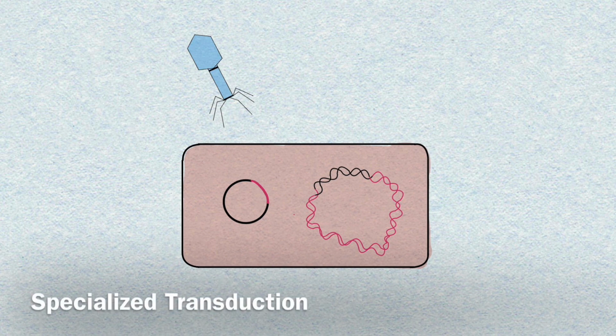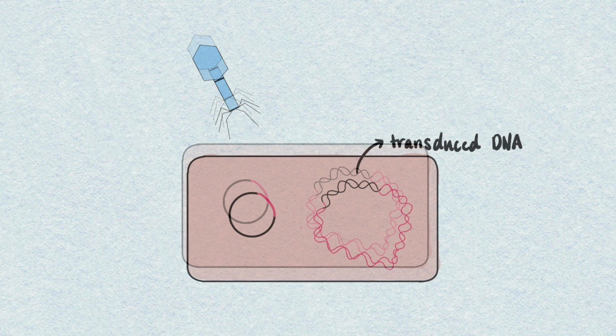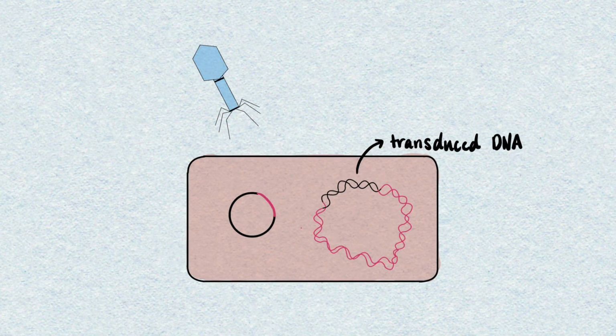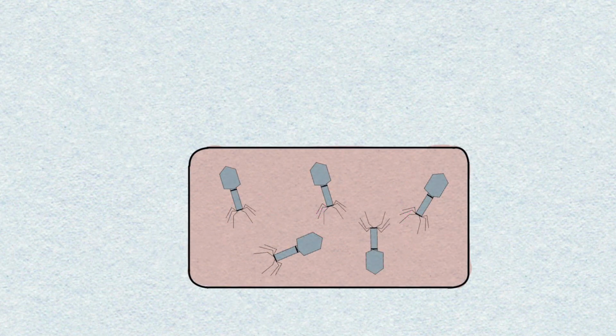On the other hand, specialized transduction happens when the bacteriophage can only pick up a specific portion of the host genome and inject it into another bacterial cell. Once the bacteriophage infects another host cell, it turns them into viruses to carry on and infect other bacterial host cells. How crazy is that?